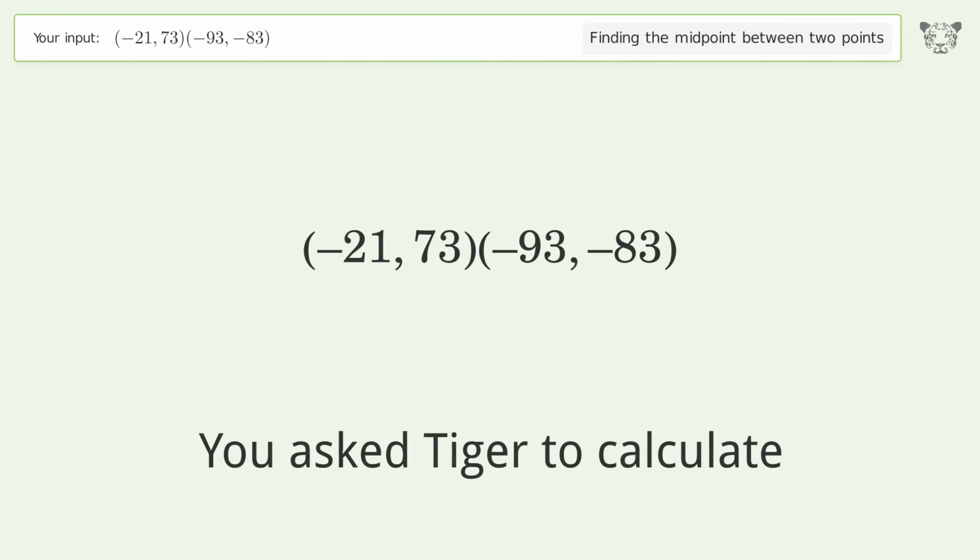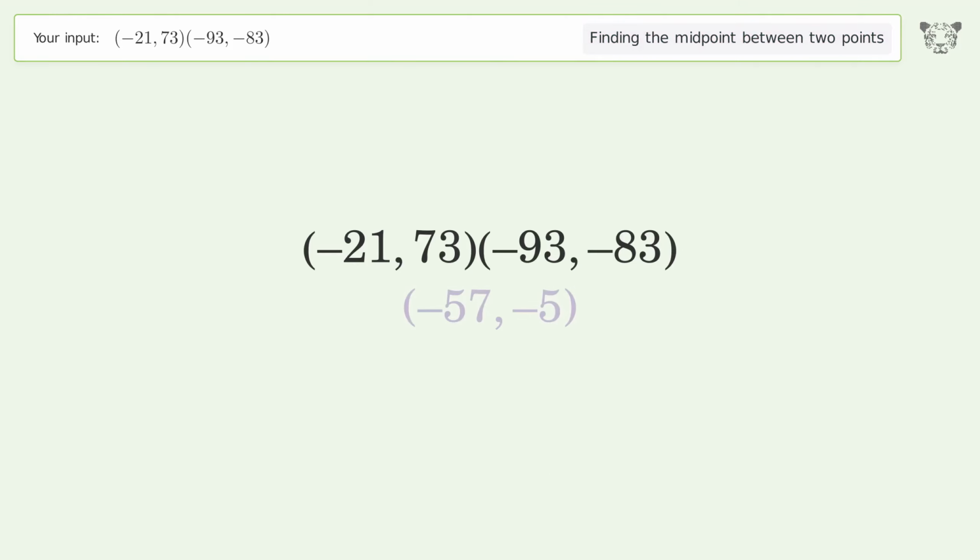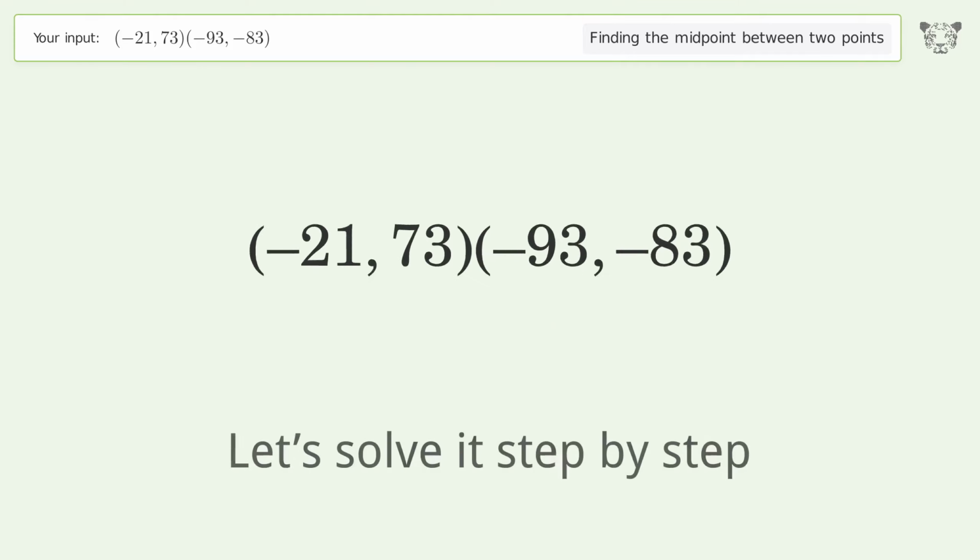You ask Tiger to calculate. This deals with finding the midpoint between 2 points. The midpoint between the 2 points is -57, -5. Let's solve it step by step. Plot the 2 points and calculate the midpoint using the formula.